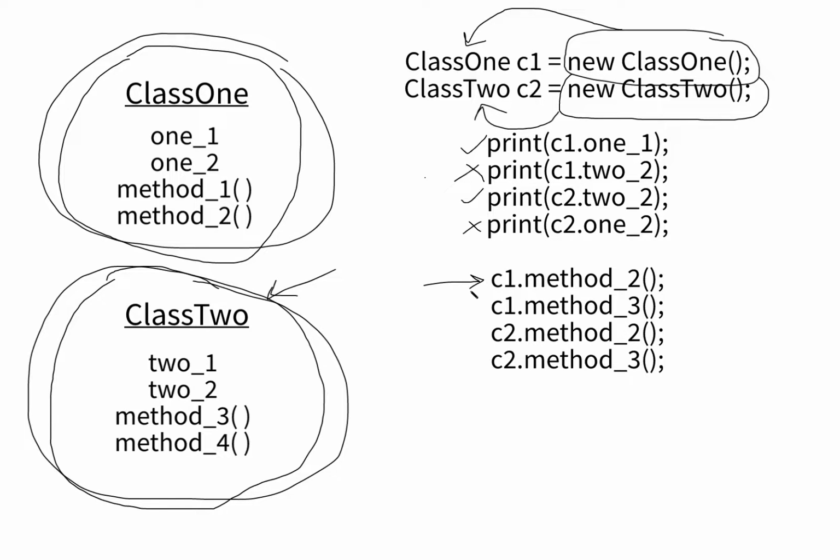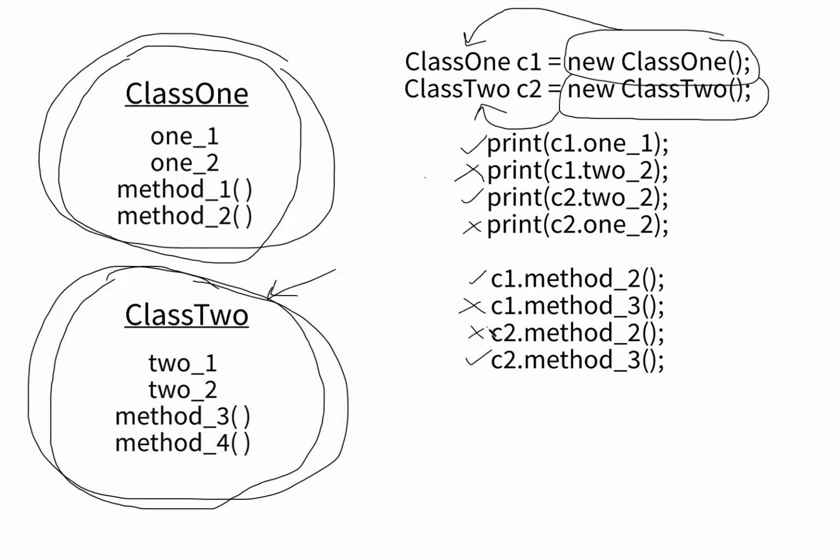And here C1 is the class 1 object, and we're trying to run method 2. That is fine because it's right there, no error. C1 is trying to run method 3. It is not found here, not found there. It is found here, right? And again, C1 has no relationship to class 2. So that is going to error us out. C2 is trying to run method 2. C2 is a class 2 object, and method 2 is not found here. So that is going to error out. C2 dot method 3, C2 is a class 2 object, and the method 3 is right there, so this one is going to be fine.